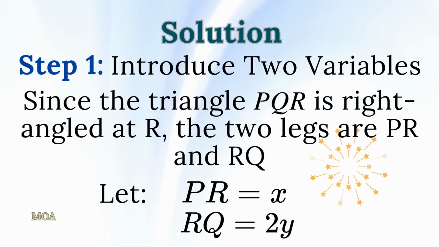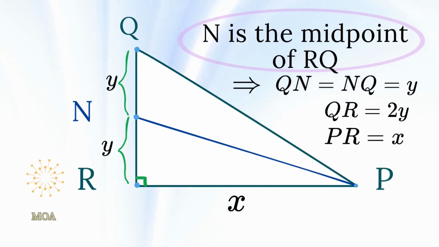Solution. Before beginning the solution, in Step 1, we introduce two variables that align with the geometry of the problem, a technique that will help us move toward the final answer. Since the triangle is right-angled at point R, the two legs are PR and RQ. Let us introduce our variables as follows. RP equals x and RQ equals 2y.